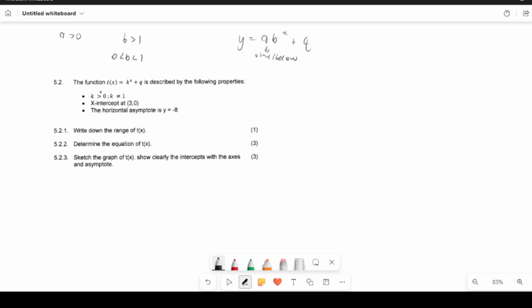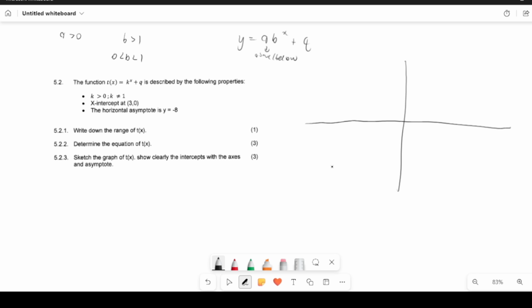It's a standard property of an exponential function. In order for us to define this as a function, the base has to be positive. k cannot be equal to 0. That's standard as well. The x-intercept lies at 3 and 0, and the horizontal asymptote is at y equals -8.